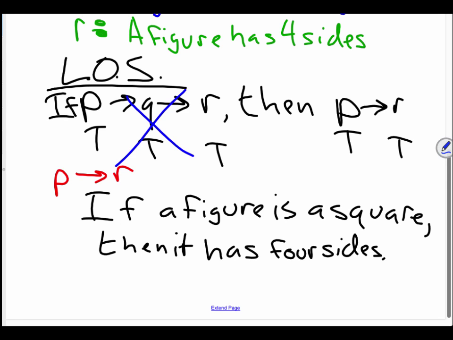Like I said before, if I start off with a circle, I can't tell anything, right? So if I sat here and I held up a circle and I said, these are the 2 conditional statements, what can you tell me? You would say P is false. And none of this stuff matters.